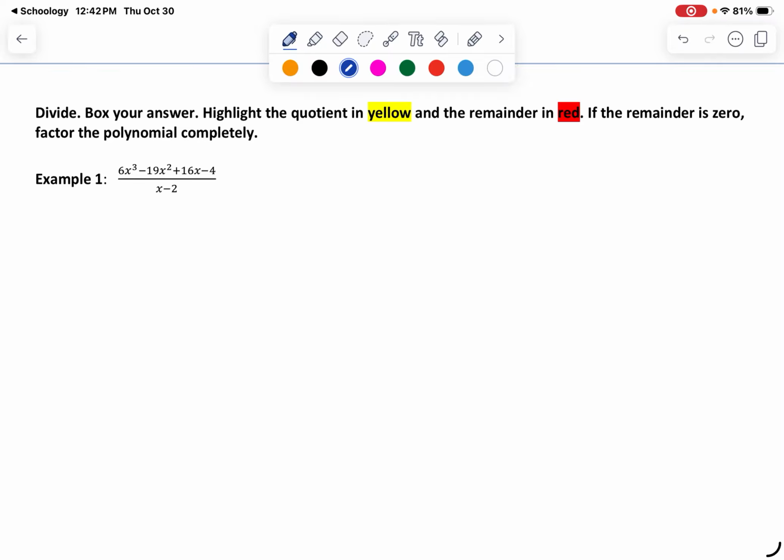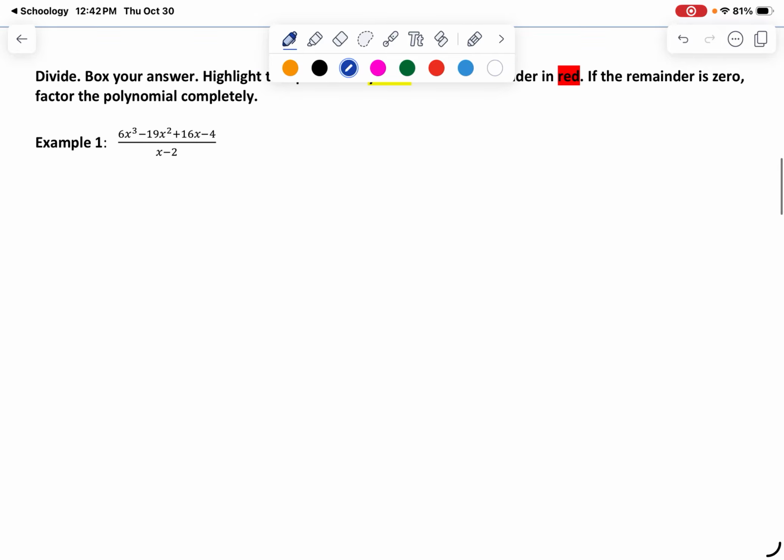Okay, there was a lot of talking because I'm searching through stuff for something that I wanted to write down and say was important, but I can't find it. Okay, so let's go ahead and jump into polynomial long division.